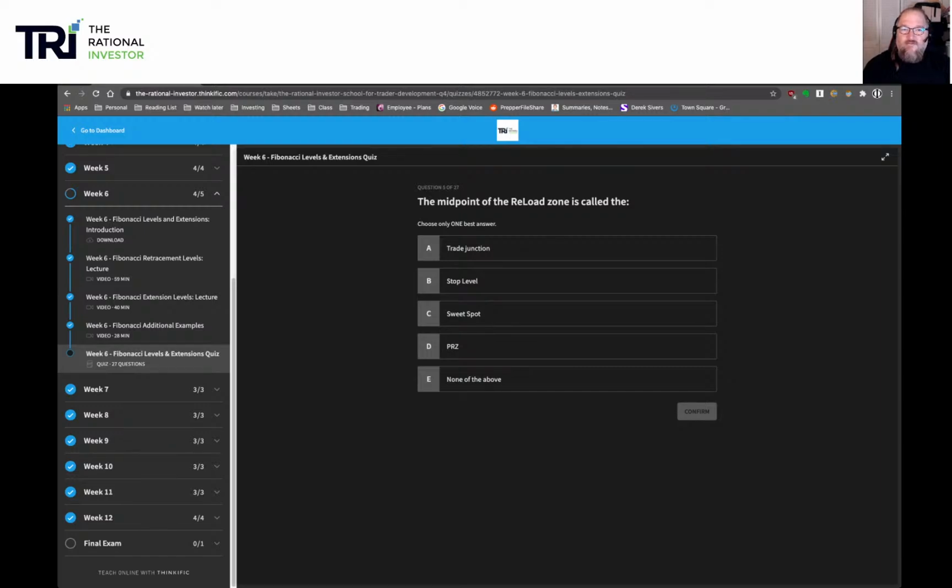The midpoint of the reload zone is called the sweet spot. That's halfway between the 61.8 and the 78.6. That's the 70.2 level. Okay.